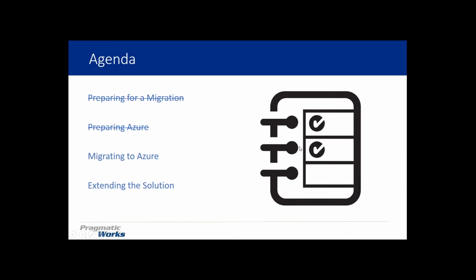So at this point, we've gotten everything on-prem ready to go. We've converted our VHD. We've prepared everything inside of Azure. We've created that storage account. We've created our Azure subscription. And now we're ready to actually move our VM into that storage container that we just created.